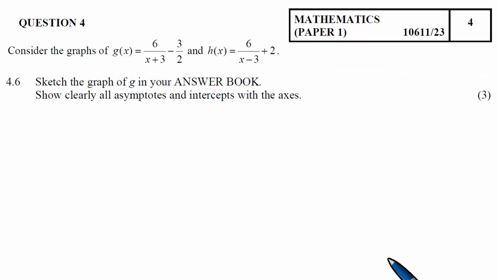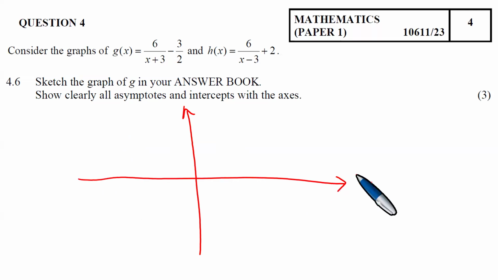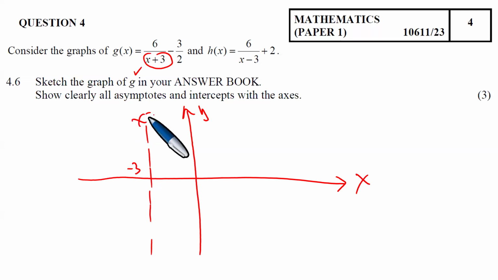Consider the graphs of that. Sketch the graph of g in your answer book. Show clearly all the intercepts. To sketch the graph, it's very straightforward. We're going to sketch it very quickly. This is the x-axis and that is the y-axis. We've seen that the graph of g has a vertical asymptote through -3, and the equation is x equals -3.